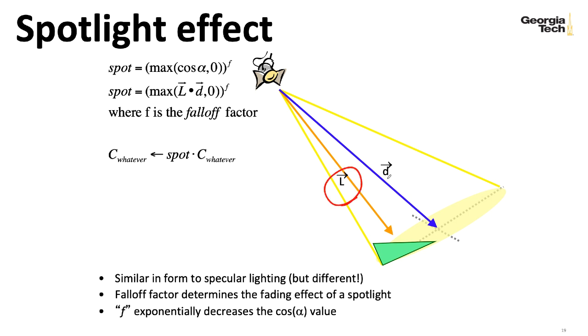Again, these are both assumed to be normalized to have unit length. And what we'll do is determine a falloff based on the angle here, called alpha, between them. Again, we don't need to use the cosine. We can just use a dot product.